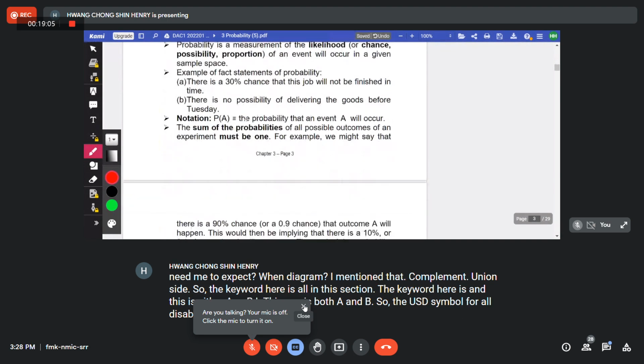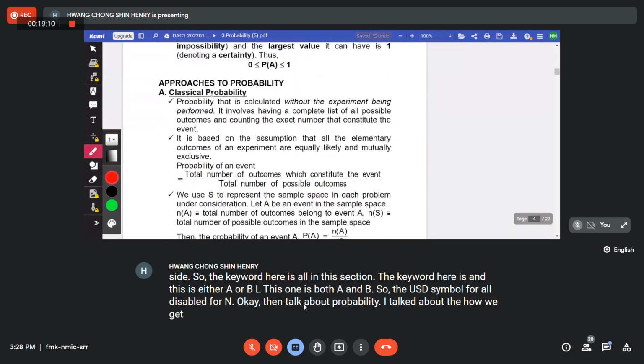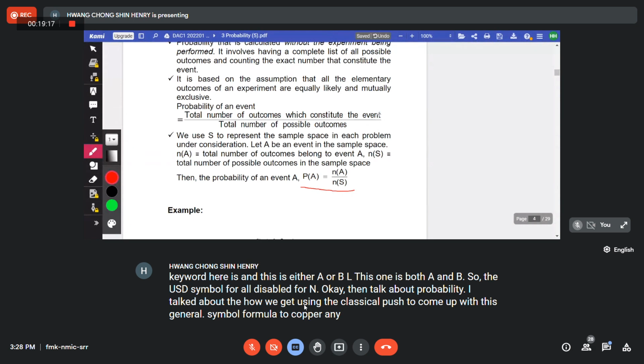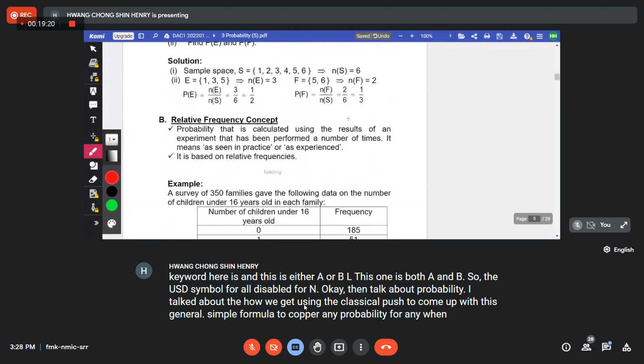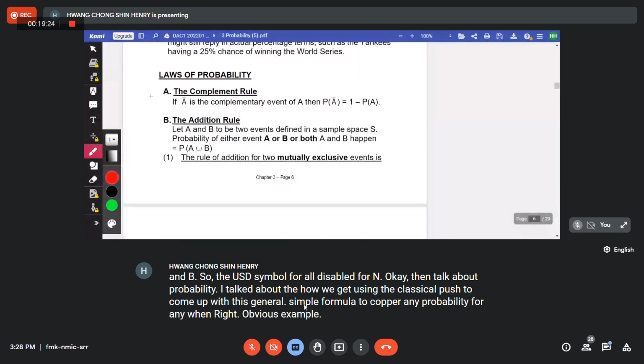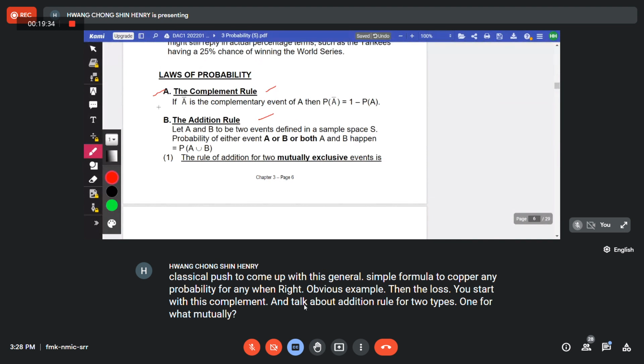Okay, then we talk about probability. I talked about how we use the classical approach to come up with this general simple formula to calculate any probability for any event, right? For this example, then the laws. We start with the complement. Then I talk about the addition rule for 2 types. One for mutually exclusive, and one for non-mutually exclusive. Okay.